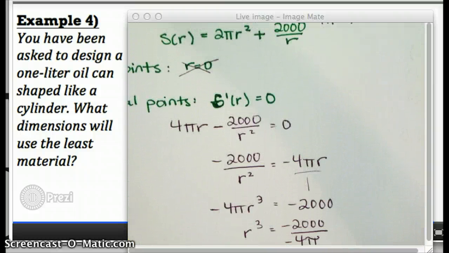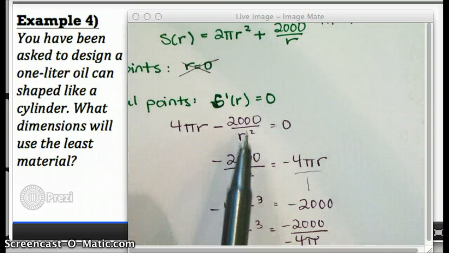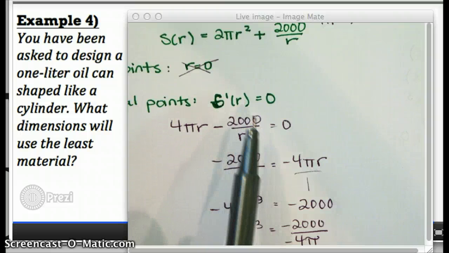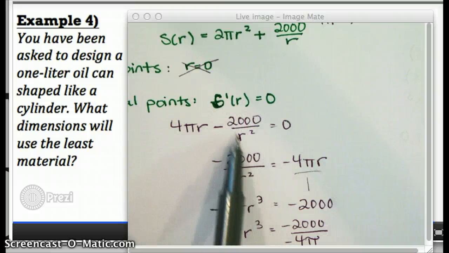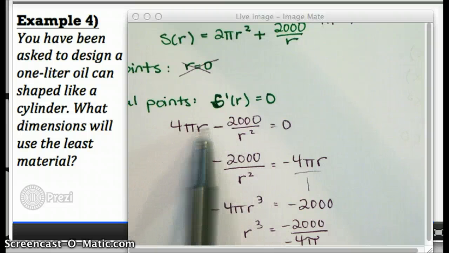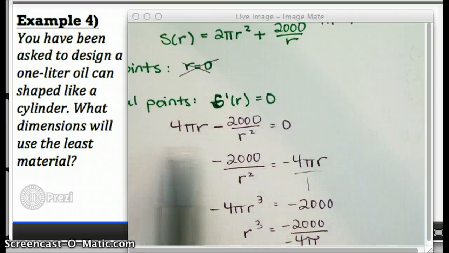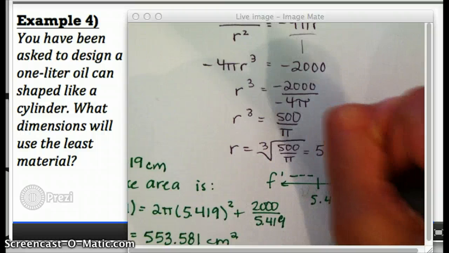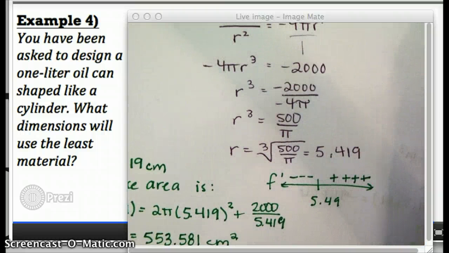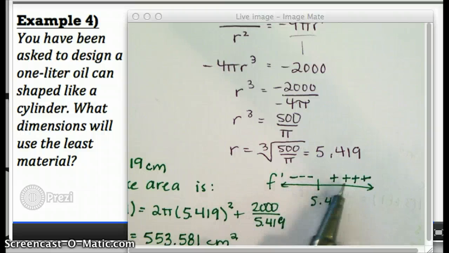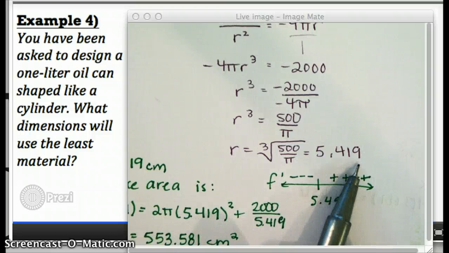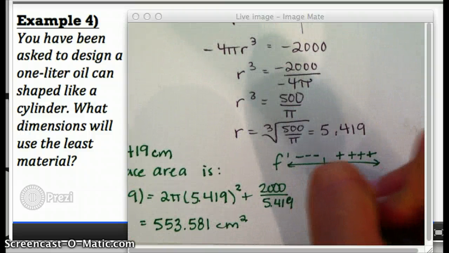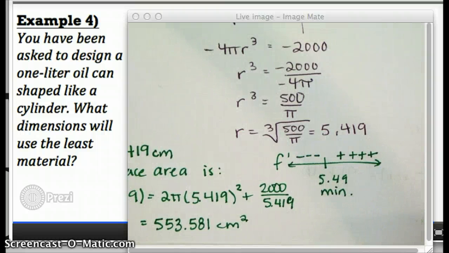What if I tested 2,000? If I test 2,000 right here, because when you square it on the bottom, it's going to be 1 over 2,000, this is going to turn into a very small number. A positive number minus a very small number is going to be a positive answer. So when I test a number on this side of my critical point, I get positive answers. If the derivative is changing from negative to positive, my original equation is changing from decreasing to increasing, which shows me that this is in fact a minimum. That's the first derivative test.